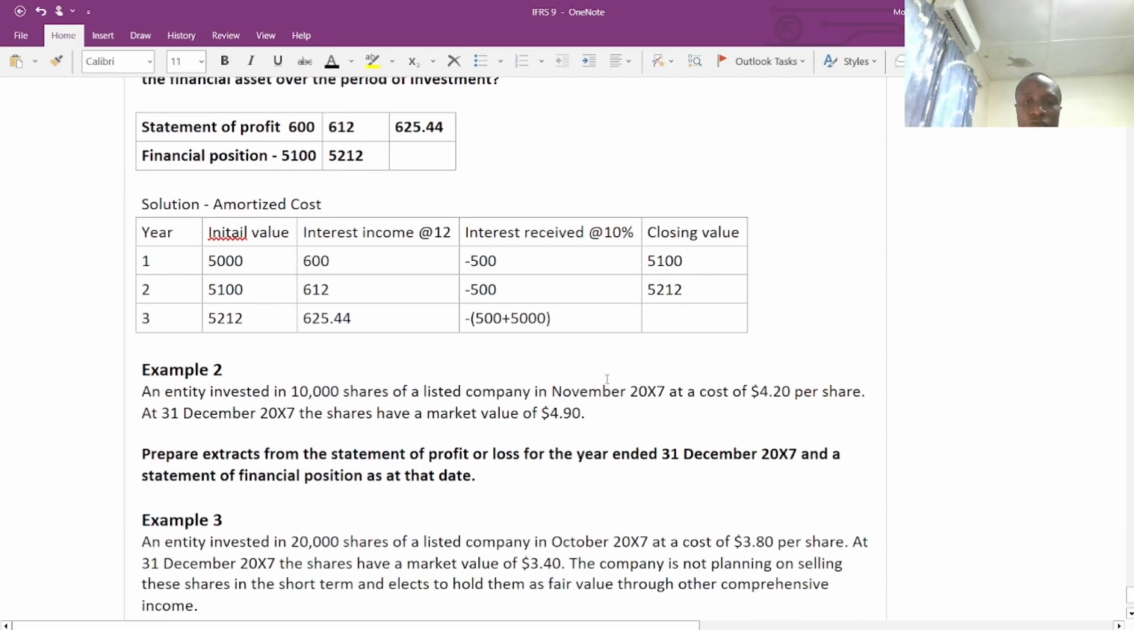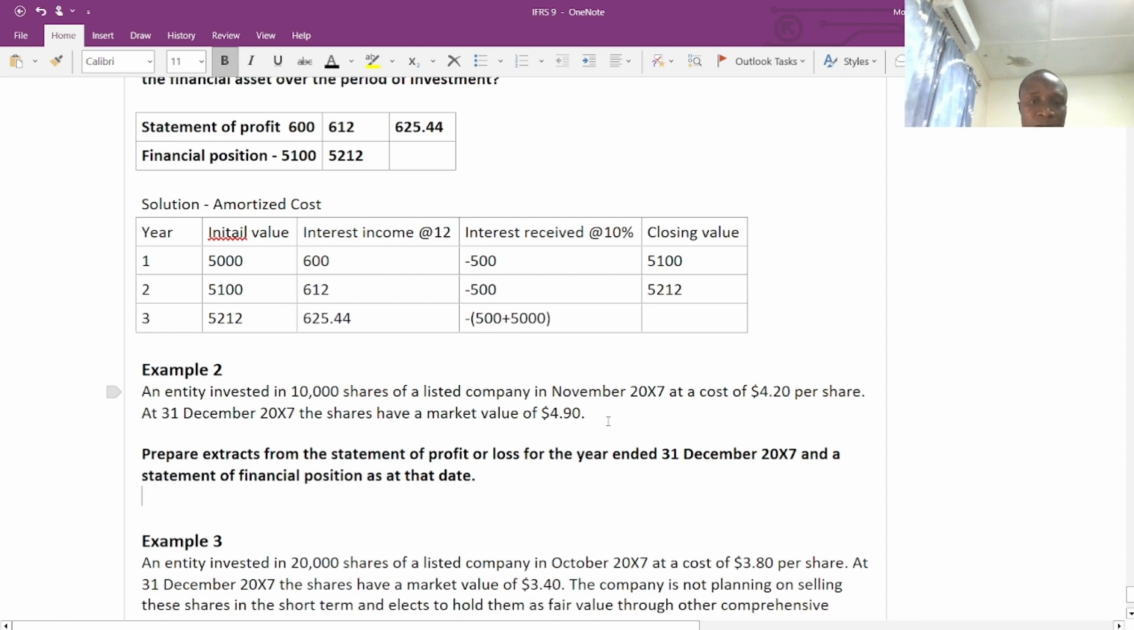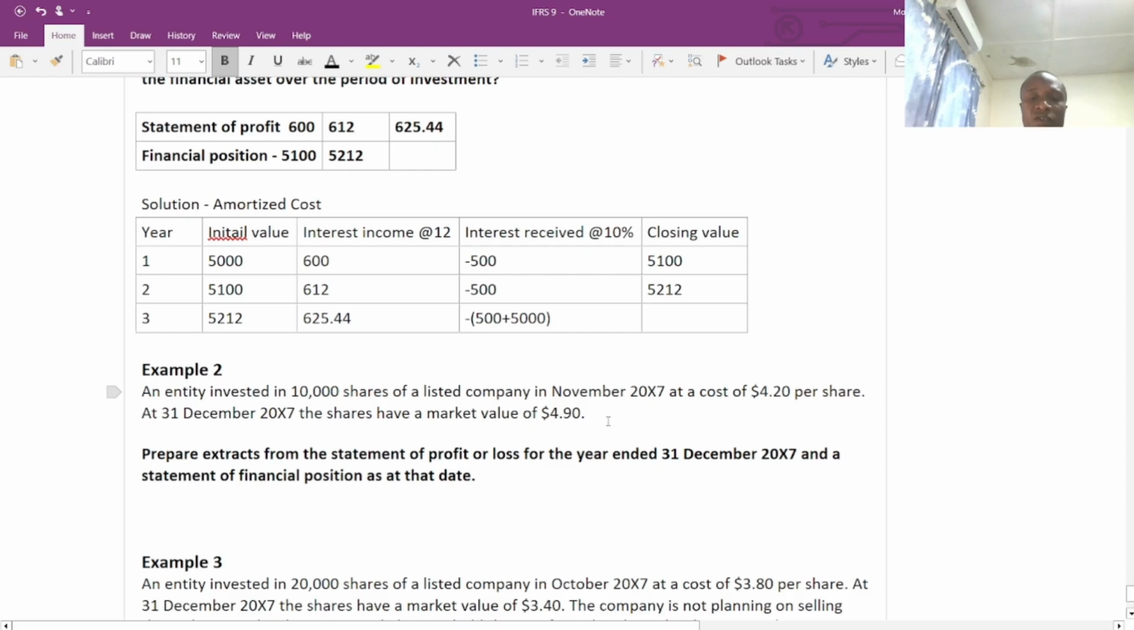Now let's look at example 2. Prepare an extract from the statement of profit or loss for the year ended 31st December 20x7. The entity invested in 10,000 shares of a listed company in November 20x7 at a cost of 4.20 per share. At 31st December, the share price has a market value, which is very simple.